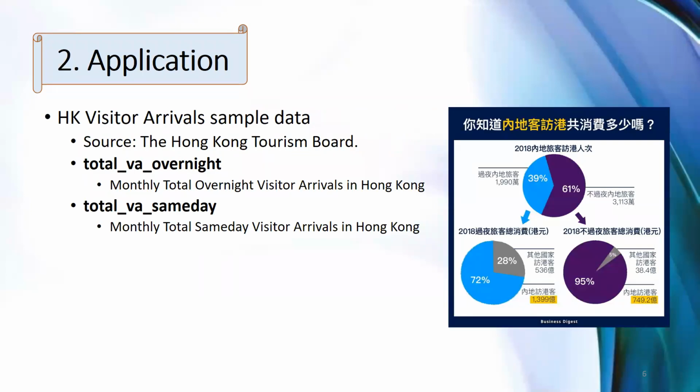Moving to the application part, we are again going to use the Hong Kong visitor arrivals sample data from the Hong Kong Tourism Board. You can download the Excel file from the DSPS website, or look back to the very first e-learning video to see how we get the data. Today we're going to use two variables, the total VA overnight and the total VA same day. Total VA overnight refers to the visitors who stayed overnight in Hong Kong, while total VA same day means the visitors that come to Hong Kong and leave on the same day.